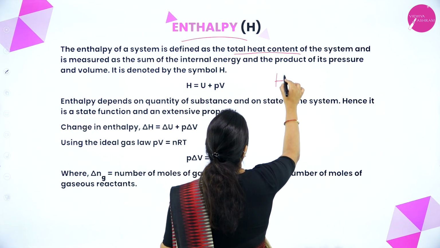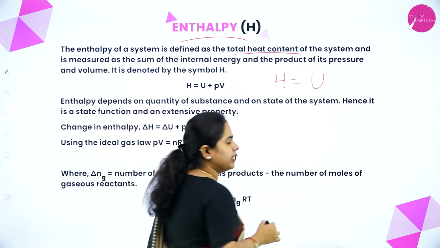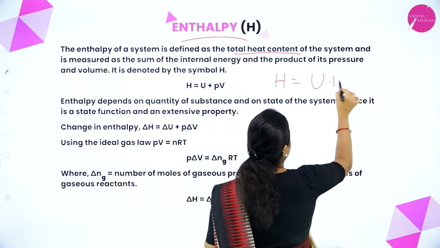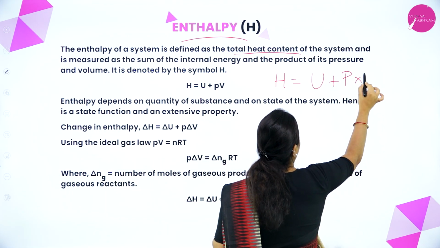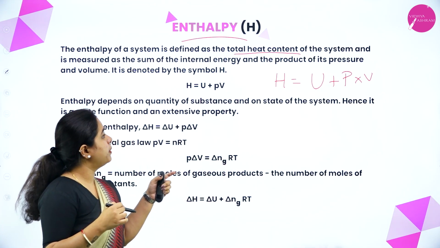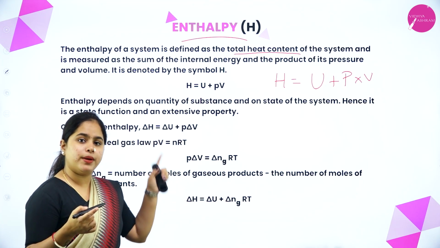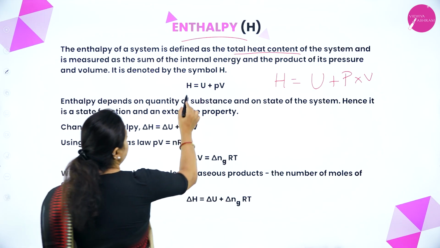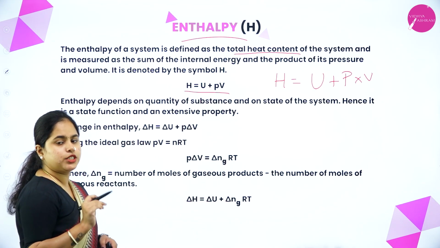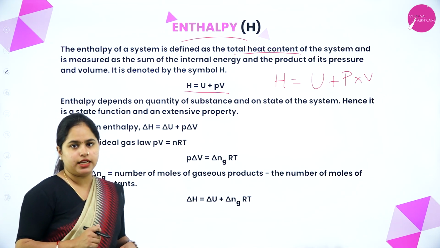And how can you obtain the total heat content of the system? It will be the sum of internal energy plus the product of pressure and volume. Okay, so how do you obtain the enthalpy? It is the sum of internal energy and the product of pressure and volume. So, this is the equation. H is equal to U plus PV. This is the equation of enthalpy. Again, what is enthalpy? It is the total heat content of the system.